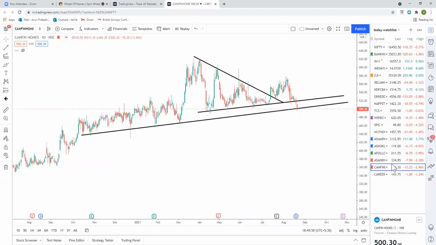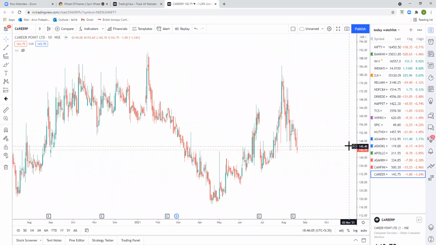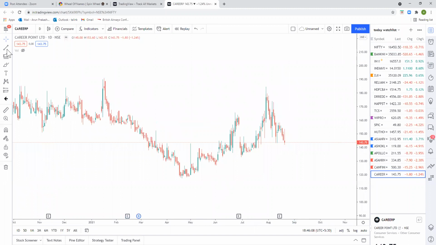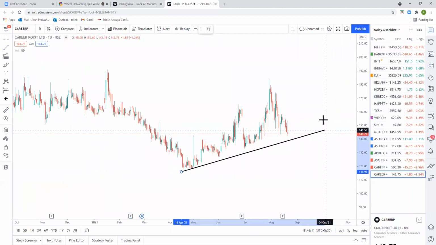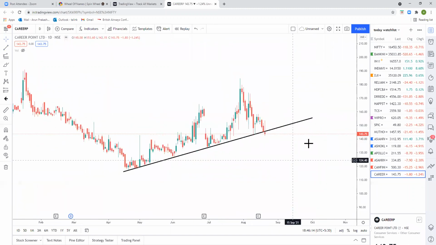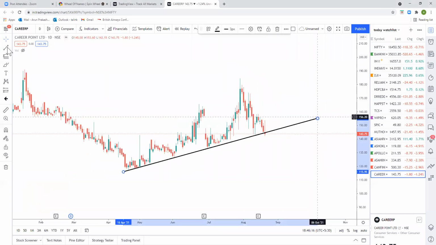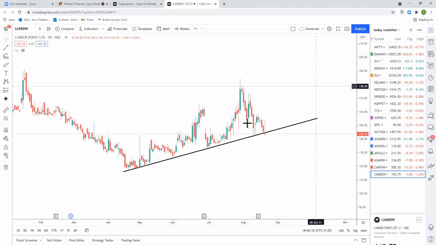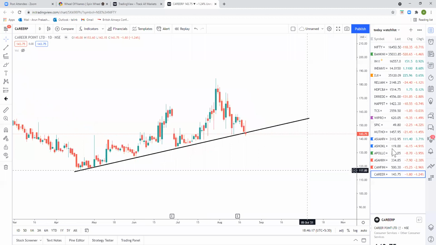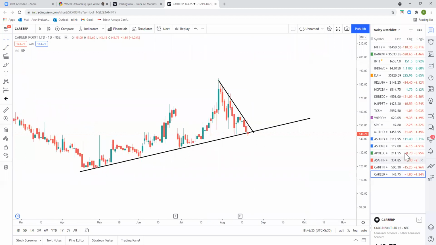Okay, so I'll just take up Apollo, ASAHI India, CANFIN, and CAREERPOINT, where the pattern is there. I can have this pattern trend line in CAREERPOINT, and this trend line is also fine. Now I have 4 stocks here. So from this, I have to choose 1 or 2.